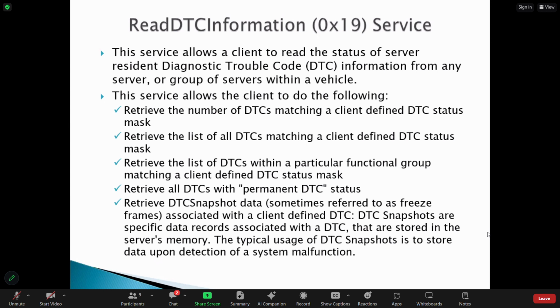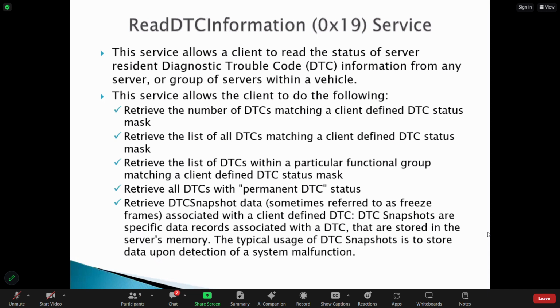This service allows the client to read the status of server resident diagnostic trouble code information from any server or group of servers within a vehicle. So this service request is used to read the status of server resident diagnostic trouble code information. Server resident DTC information means whatever information is stored in the memory of the server. Using this service request, we are going to read that DTC information from the memory of the server.